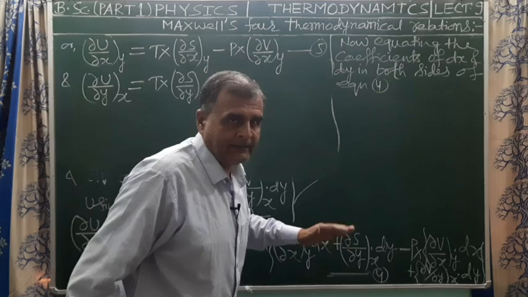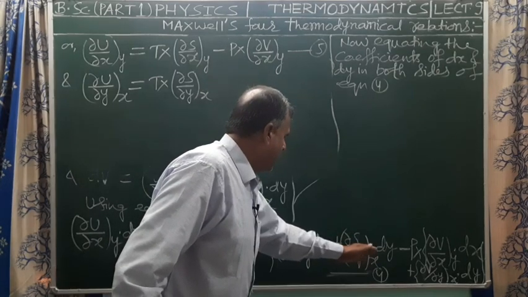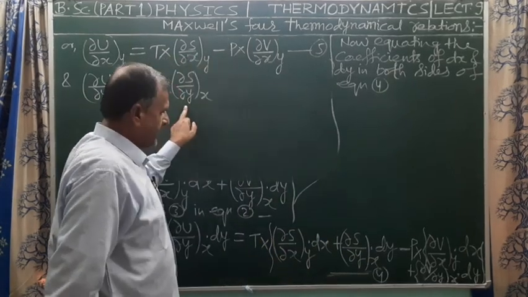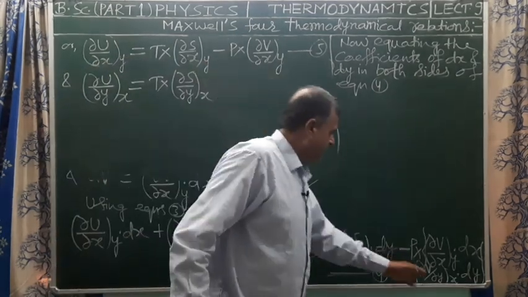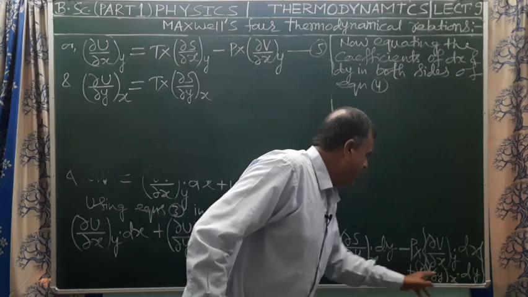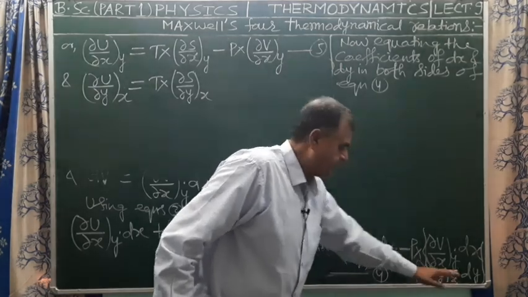इक्वेशन 4 के RHS में dy फर्स्ट टर्म में dy का कोफिशिएंट है T मल्टीप्लाइड बाई डेल S अपॉन डेल y एट कॉन्स्टेंट x, एंड इन सेकेंड टर्म ऑफ RHS ऑफ इक्वेशन 4 कोफिशिएंट ऑफ dy इज P मल्टीप्लाइड बाई डेल V अपॉन डेल y एट कॉन्स्टेंट x.